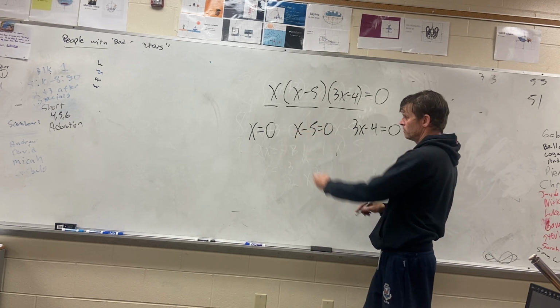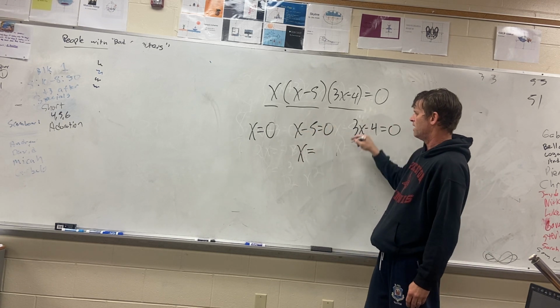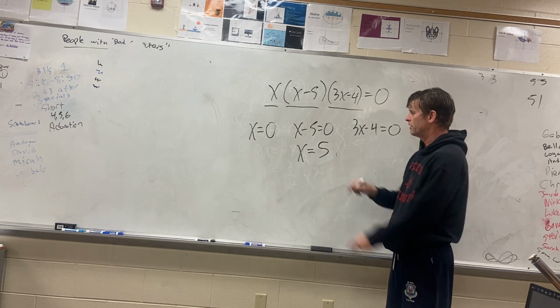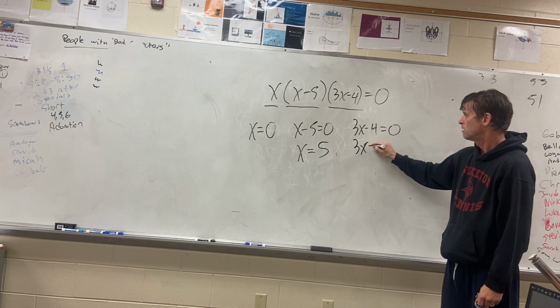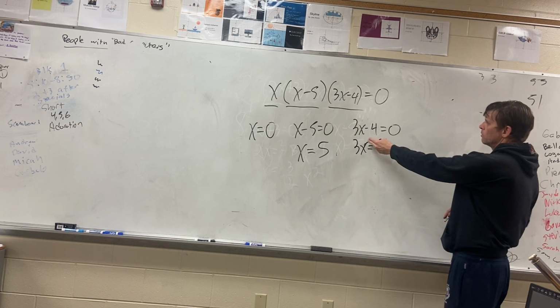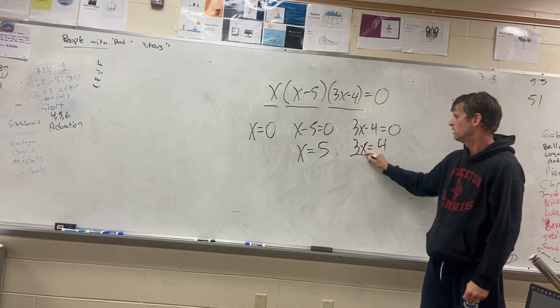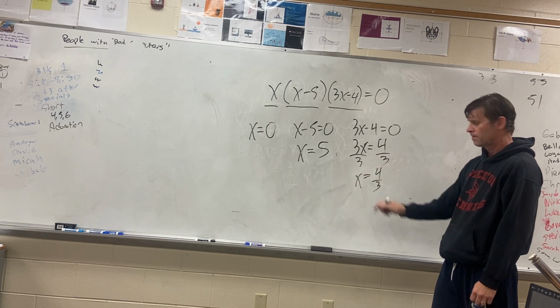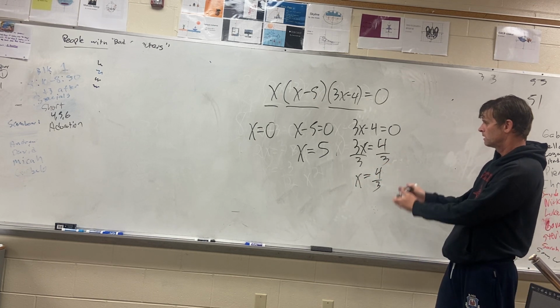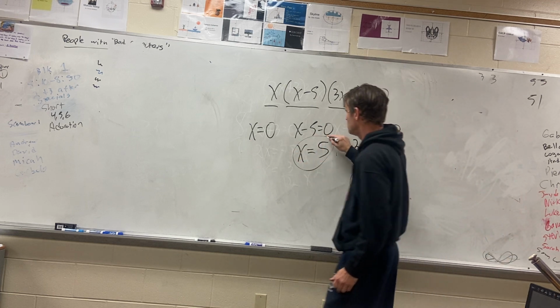Okay? That's 0. This is fling the 5. That's fling the negative 5. That's positive 5. This one, fling the 4. 0 plus 4 is 4. Divide by 3, divide by 3. X equals 4/3. Okay? There you go. 1, 2, 3. All right.